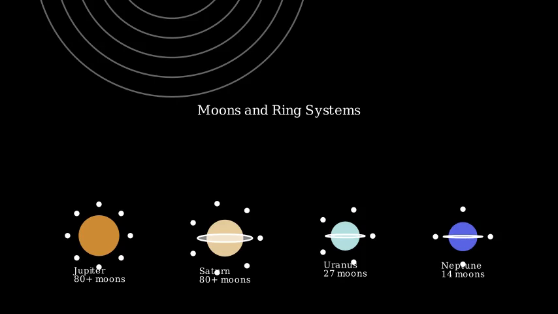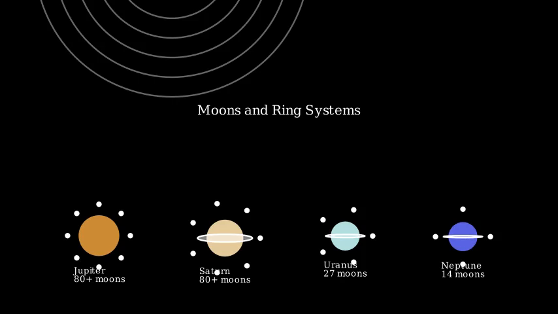Jupiter and Saturn each have over 80 moons, while Uranus has 27 and Neptune has 14. Saturn's magnificent rings are the most prominent in our solar system, though all four Jovian planets have ring systems of varying sizes and densities. Now, let's examine the conditions on these giant worlds.